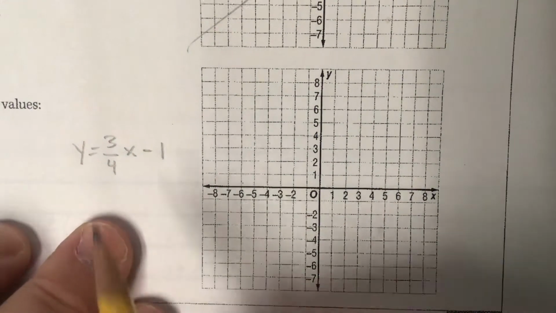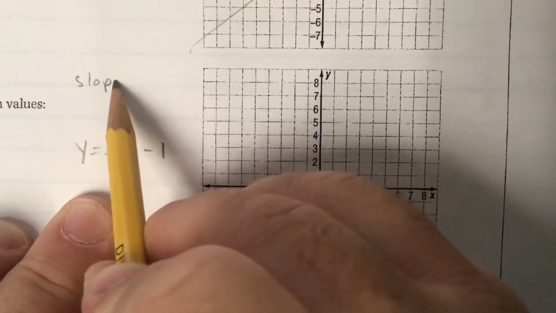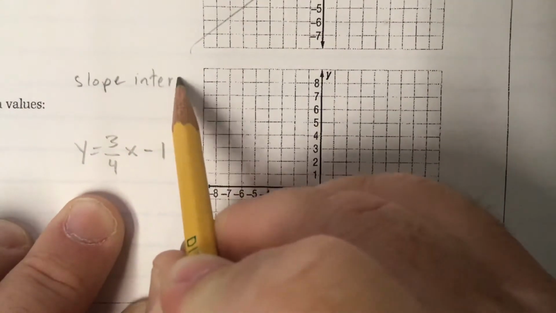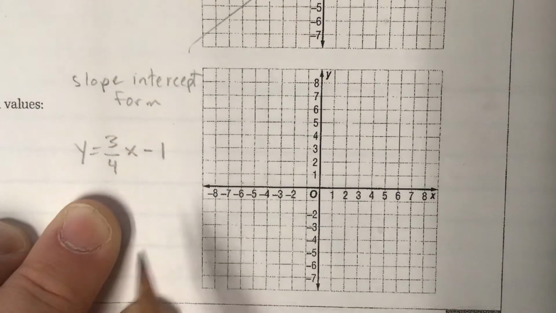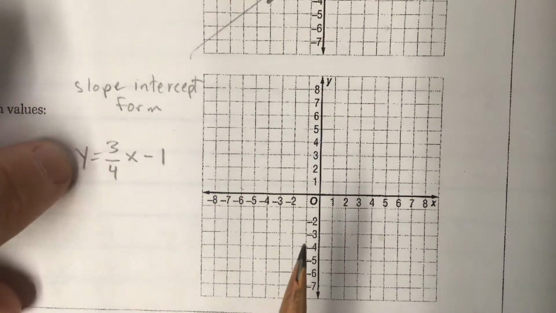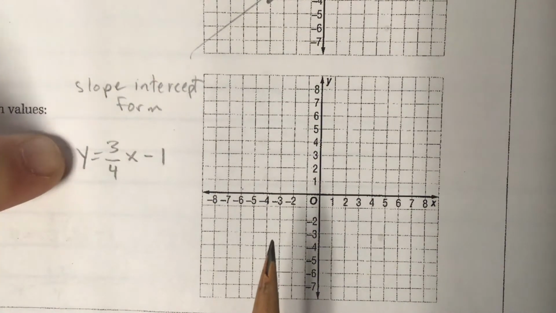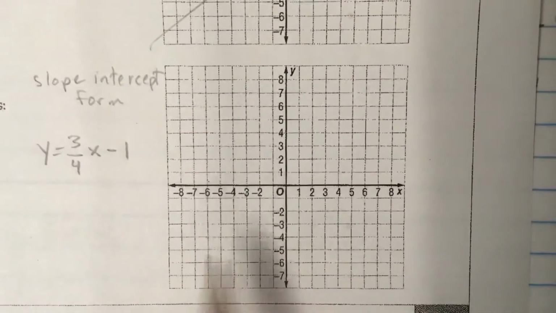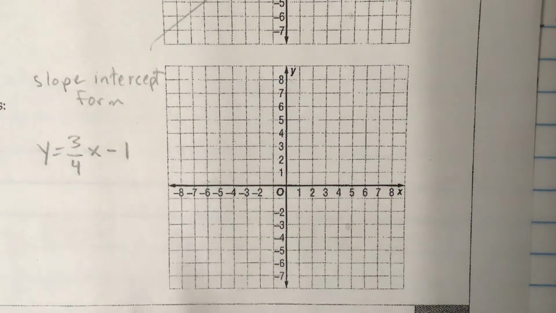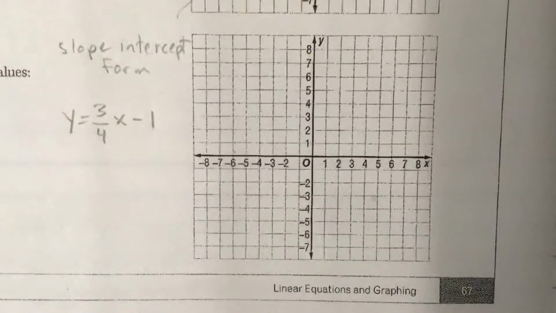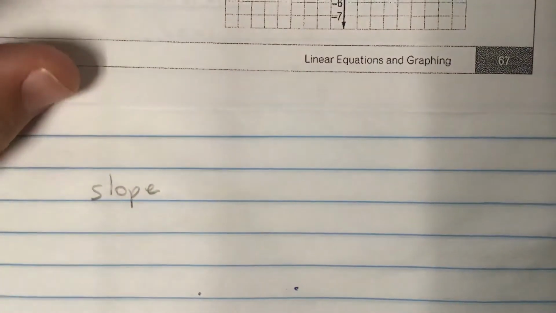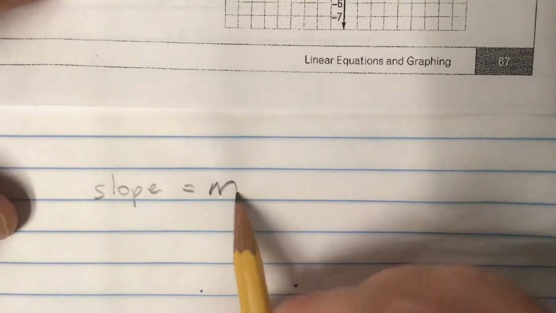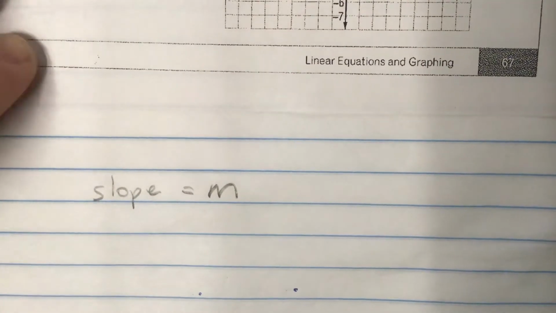equation written in what's called the slope-intercept form. So what this equation is, it's telling us exactly where all these points are. What the slope-intercept form does, it gives us first the slope, which is often represented as an m of the equation.